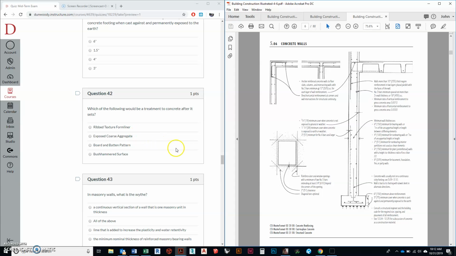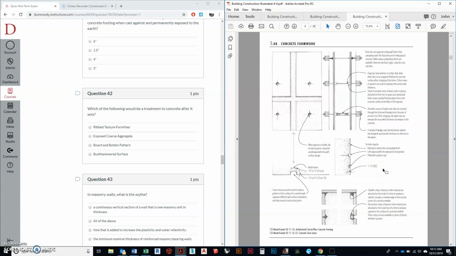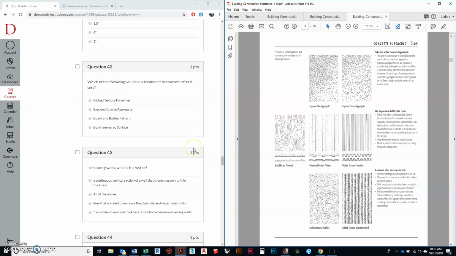Which of the following would be a treatment to concrete after it sets? So if we look here, here's some concrete surfacing. Treatment after the concrete sets. Down there, a bush hammered or ribbed surface, bush hammered. So look at what those are and find out which one's right.